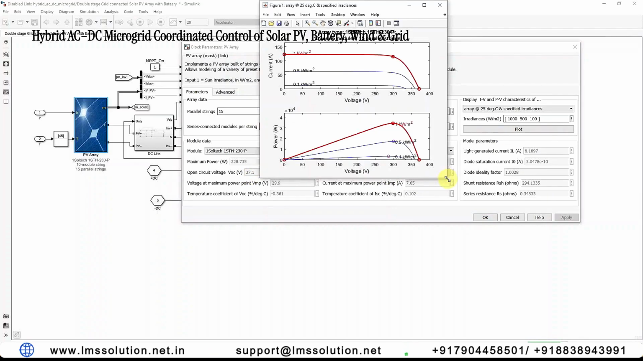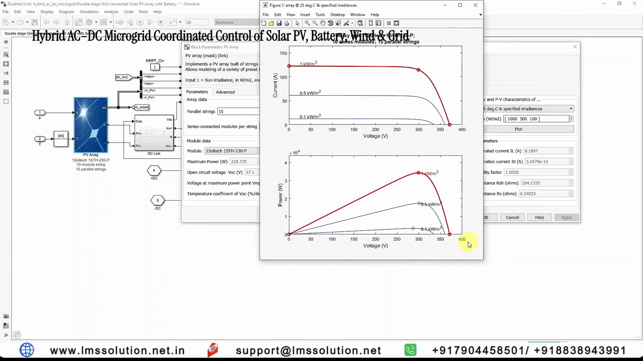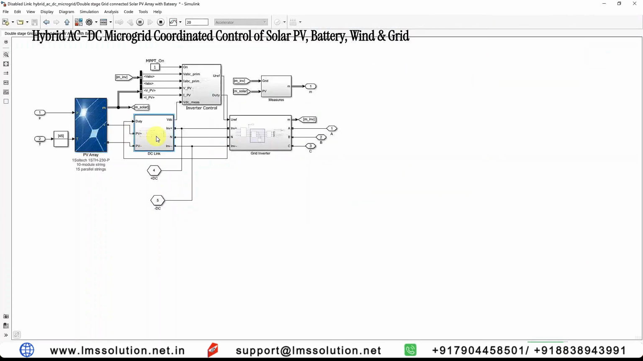These are the PV and IV characteristics of the considered solar PV array under different irradiation conditions. For 1000 watts per meter square, the maximum power is around 34 kilowatts, and the maximum voltage is around 290. For 500 watts per meter square, the maximum power is 17 kilowatts, and the voltage is 300.5 volts. For 100 watts per meter square, the power is around 3.3 kilowatts, and the voltage is around 288 to 286.7 volts. This is the PV and IV characteristics of the considered solar PV array. The maximum rating is around 34 kilowatts, and it is connected with the boost converter.